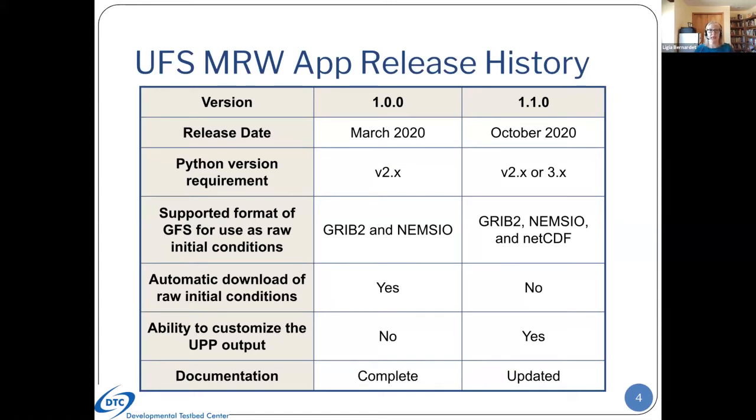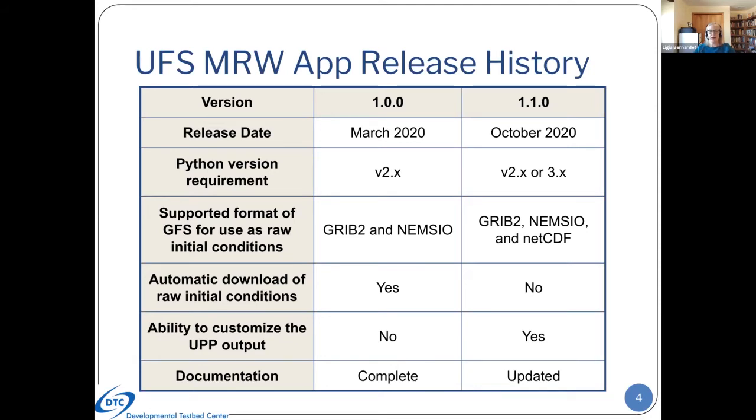Another main difference is in the supported format of the initial conditions. So version 1.0 could only ingest initial conditions in the GRIB2 and NEMS.io formats, while for version 1.1, also the files in NetCDF format can be ingested. Another difference pertains to the download of raw initial conditions. If you used the version 1.0 before, you may have taken advantage of the automatic download of raw initial conditions, meaning you didn't have to stage those initial conditions on disk manually by yourself. However, this capability is not available in version 1.1.